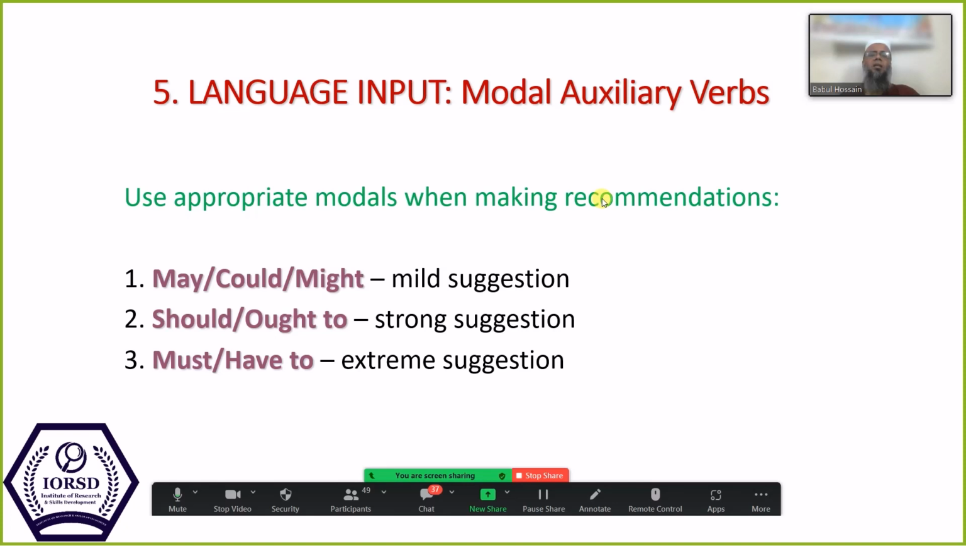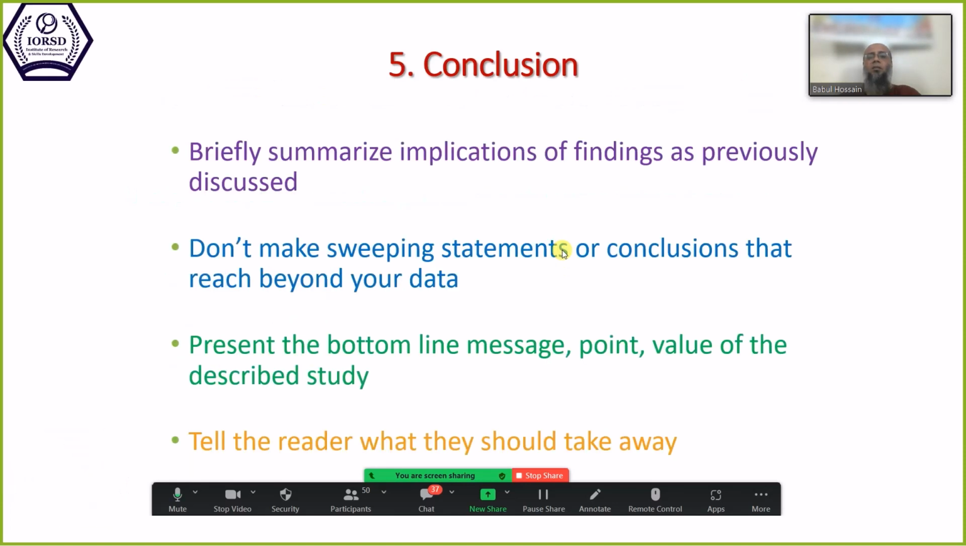Then there is the language: may, could, might are mild suggestions, should is a strong suggestion, and must or have to is an extreme suggestion. If you are suggesting in this way, based on your findings, you will suggest and recommend like this.